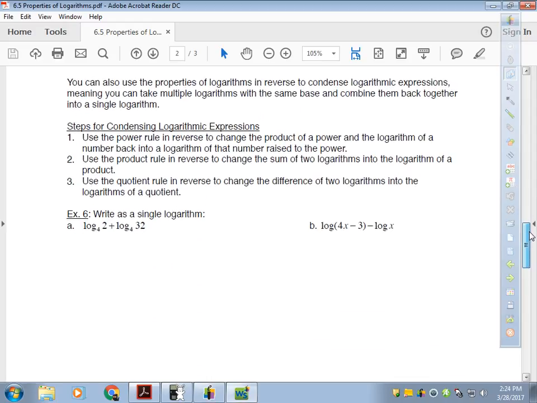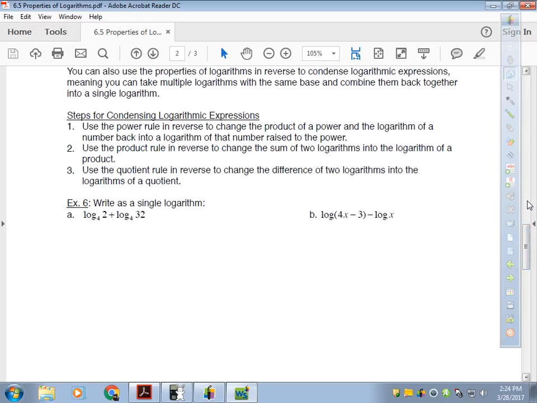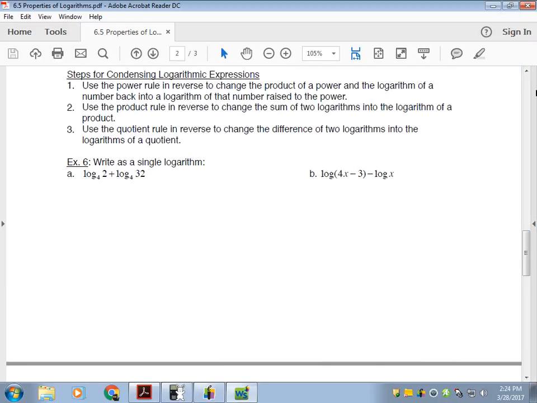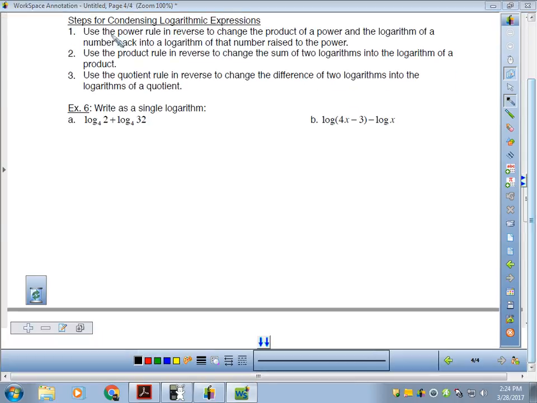All right. We can also go in the reverse order to condense logarithms, meaning we can take 2 logarithms that have the same base and we can combine them together into 1 logarithm. And the process just kind of works backwards. So your first step, you're going to use your power rule in reverse to take numbers in the front and bring them back up as powers. Step 2, you're going to use your product rule in reverse to take an addition of logarithms and combine them into 1 logarithm that has multiplication. And then lastly, you'll use your quotient rule in reverse to change any subtraction back into a division.